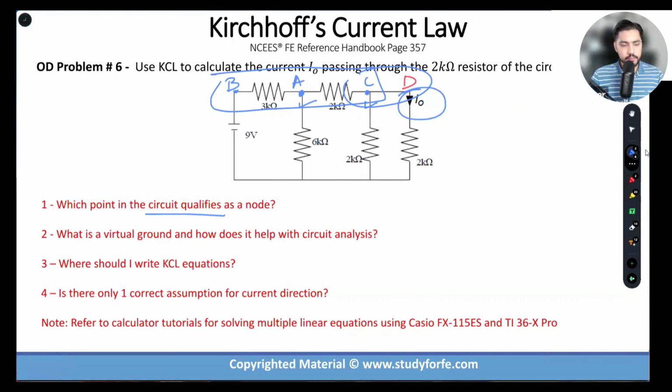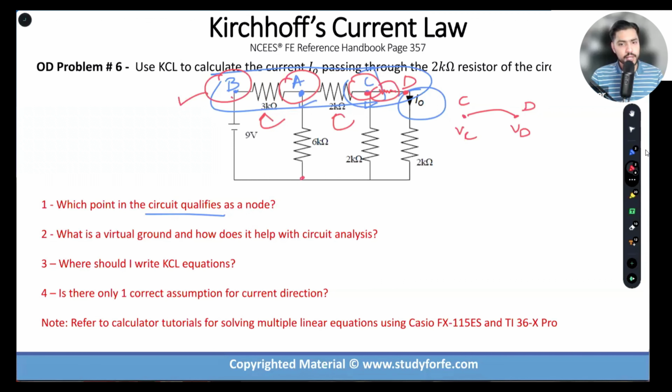D and C are basically the same. You guys agree? Because there's no change in voltage. I don't have any circuit element, resistor, current source, voltage source, or anything. So I have C and I've jumpered it to D. The voltage VC is the same as voltage VD. Correct? So they are not a unique node. When I compare A with C, what do I have? A 2K. When I compare A with B, what do I have? A 3K. Correct? So B is also a node, right?